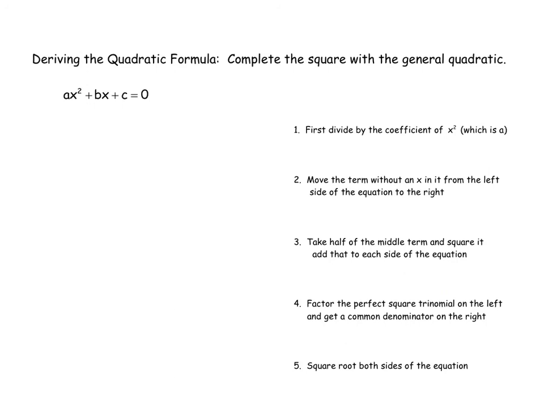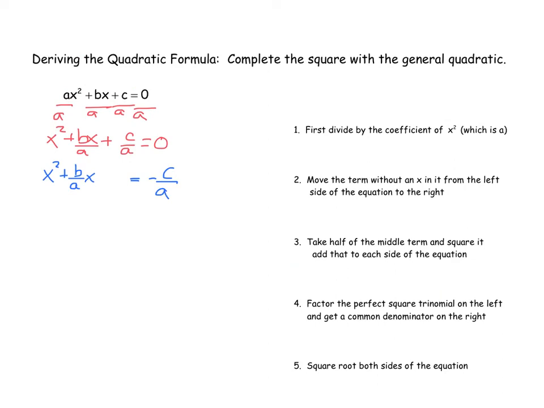So take a look. If we start with our general quadratic equation, we know that we can only complete the square with 1x squared. So first, we're going to divide each term by a. Now, we're left with x squared plus bx over a plus c over a equals 0. Our next step in completing the square is moving the constant term over. So x squared plus b over a times x, leave some space, equals negative c over a.